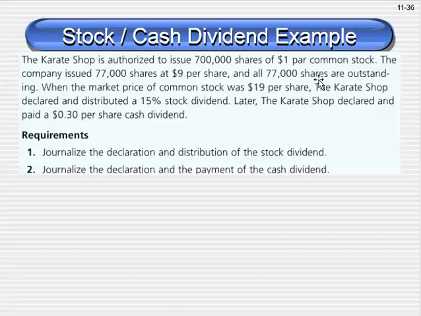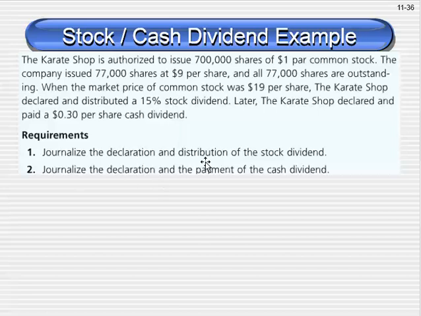Alright, here's another example. We're going to have a stock and cash dividend now. The Karate Shop is authorized to issue 700,000 shares of $1 par common stock. So that's how many they're authorized to issue, not how many are outstanding. The company issued 77,000 shares at $9 per share, and all 77,000 shares are outstanding. When the market price of common stock was $19 per share, the Karate Shop declared and distributed a 15% stock dividend. Later, the Karate Shop declared and paid a 30-cent per share cash dividend.